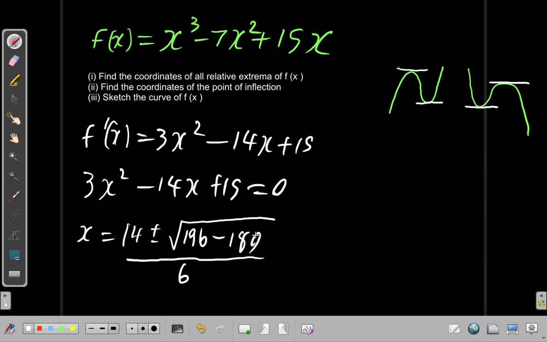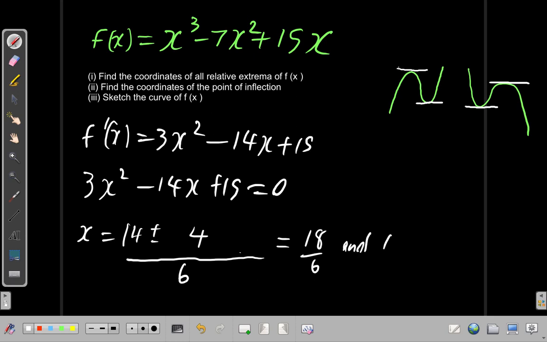196 minus 180 is going to be 16 under the square root sign. So what you will have is the square root of 16. But the square root of 16 is 4. So in this case, what you have is 14 plus 4, which is 18 over 6. And also 14 minus 4 is 10, 10 over 6.